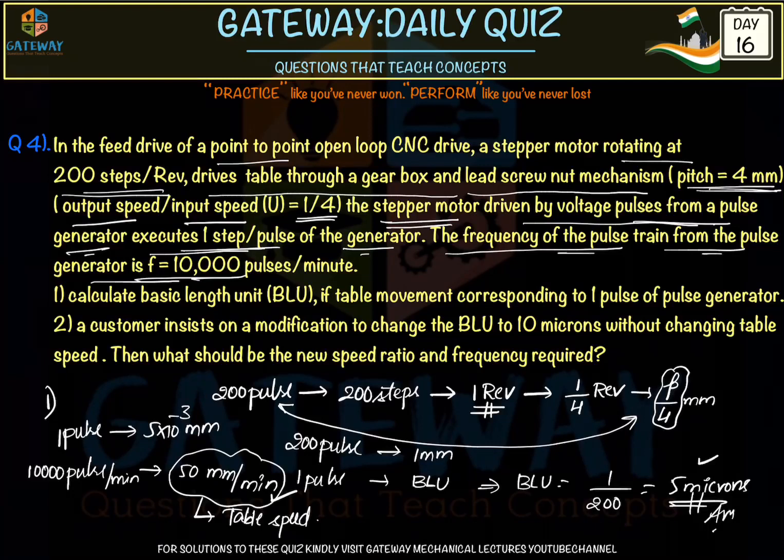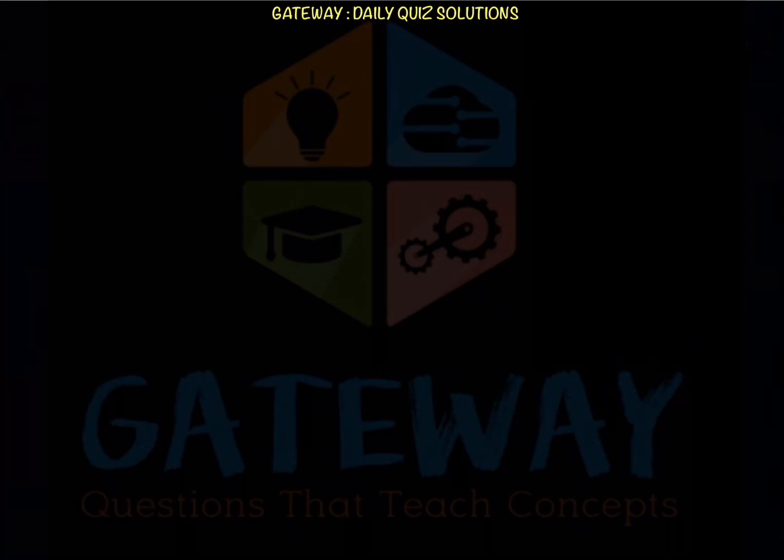A customer insists on a modification to change the BLU to 10 microns. Now the customer wants a BLU of 10 microns without changing the table speed. Okay, then what should be the new speed ratio and the frequency required? So to make the changes the customer needs, what should be our new speed ratio? Let it be U dash, and also the frequency required here, F dash. Okay, we need to calculate both.